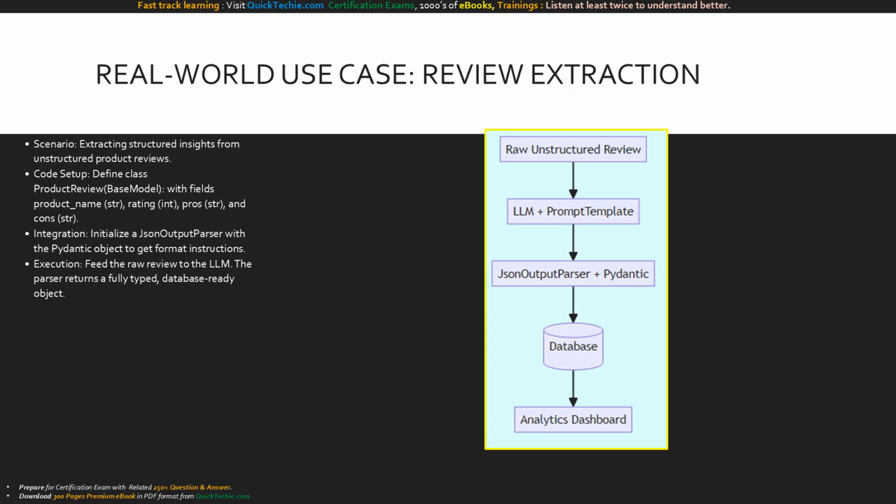You pass this class into a JSON output parser. When the raw text of a customer rambling about a smartphone goes into the LLM, the output parser ensures you get a perfectly clean, structured object back. You can immediately save this object directly into your SQL or NoSQL database without writing a single line of string manipulation code. The power of this use case is visualized here.